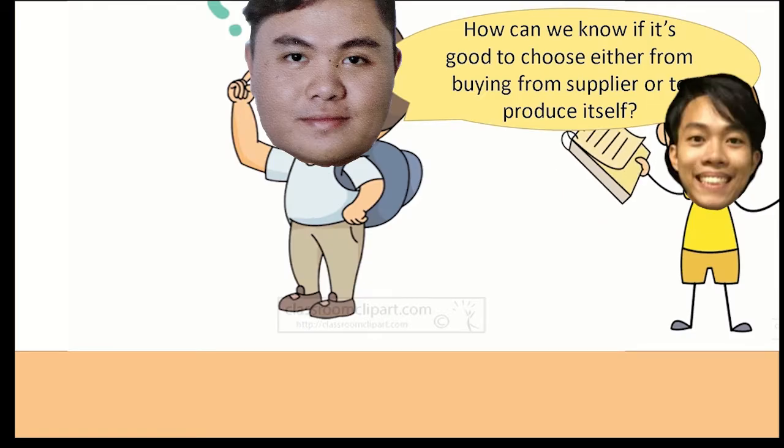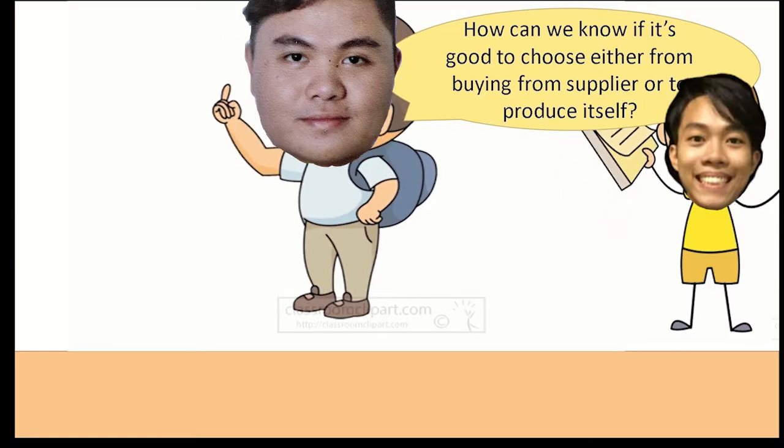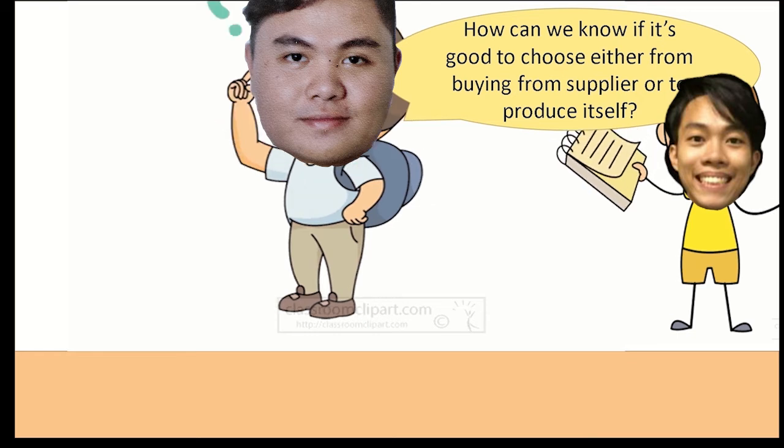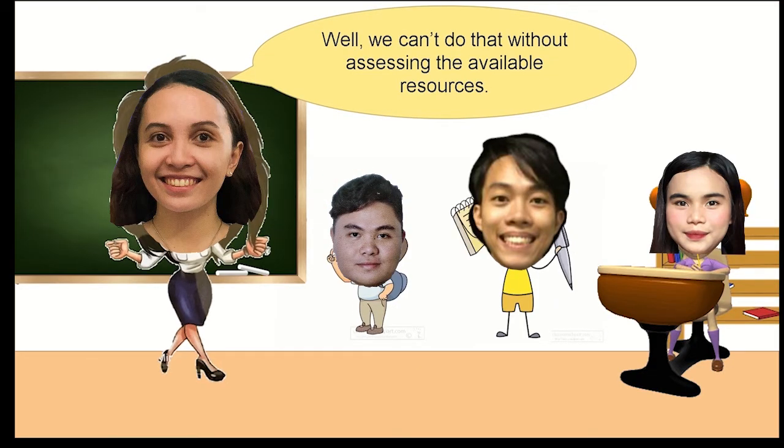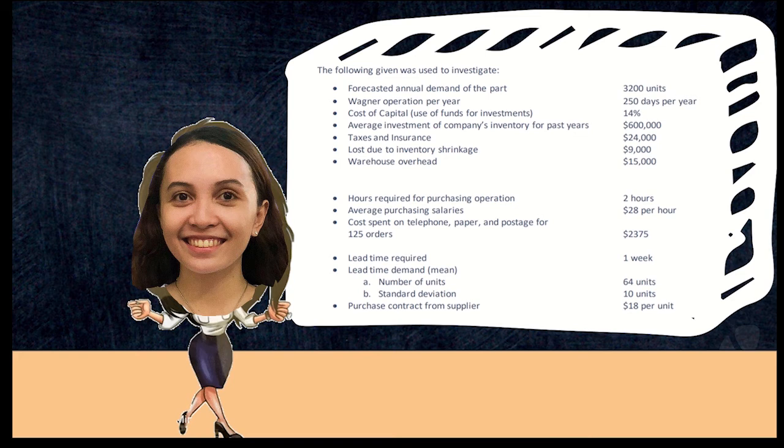Ma'am, I have a question. How can we know if it's good to either choose to buy from the supplier or to produce itself? Well, we can't do that without assessing the available resources. With that, let's take a look at the different costs needed to analyze and consider in order to know which is more likely to cost the company and which one can provide a lesser cost.